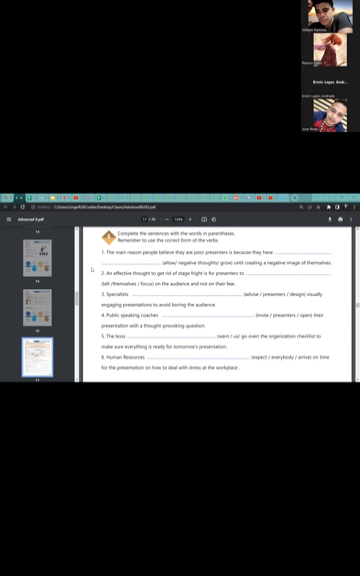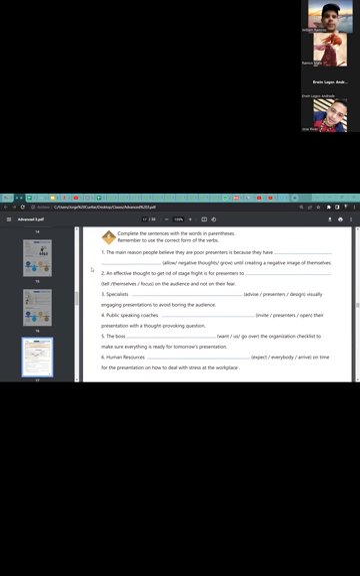Teacher, mine is the same as the first one: the main reason people believe they are poor presenters is because they have allowed negative thoughts to grow until creating a negative image of themselves. Perfect, that is exactly the one. So they have allowed, with ED, right? Because have is the auxiliary. Have allowed negative thoughts to grow until creating a negative image of themselves. Very good. Everybody? Okay, perfect.